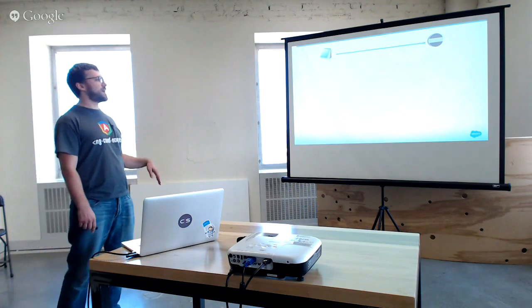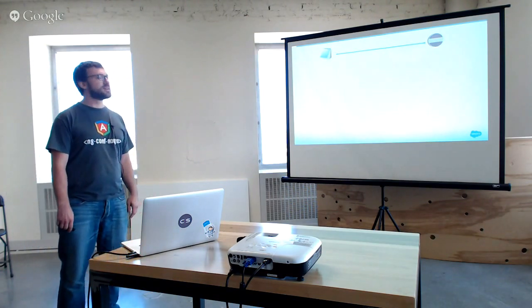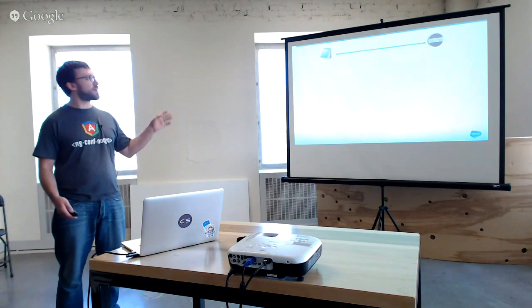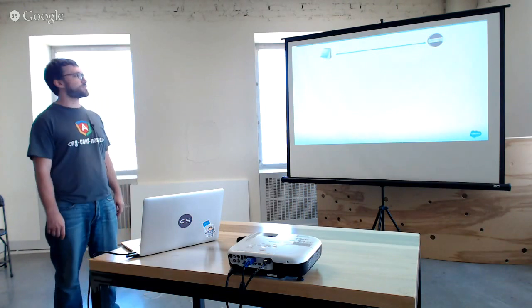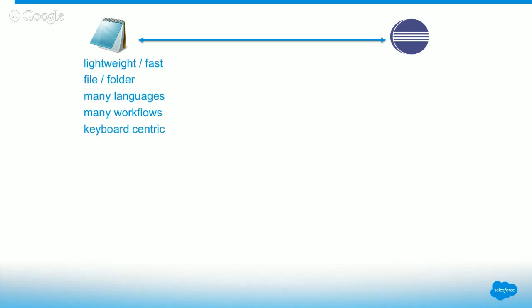On the left-hand side, we have something like a text editor, such as Notepad. Sublime Text falls a little bit farther on that spectrum. On the right-hand side, you have tools like Eclipse and Visual Studio. So what is a text editor? Let's define what that is.